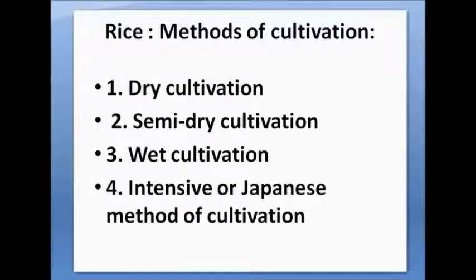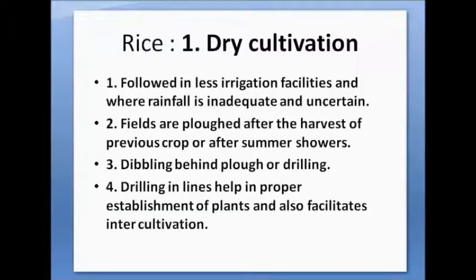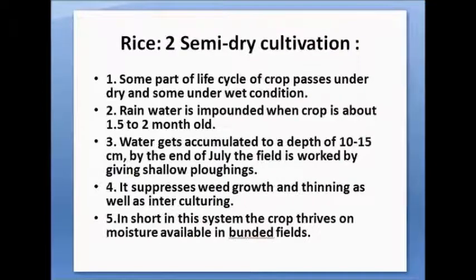There are 4 methods of cultivation: dry, semi-dry, wet, and intensive method. In the dry method, no irrigation is given and it is grown on rainfall water. Plowing is done, and behind plowing, sowing is done. In semi-dry, some protective irrigations, 2 irrigations, are given at 10 to 15 centimeter depth in the month of July.